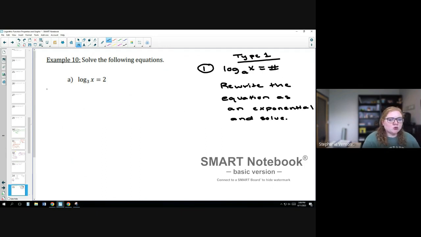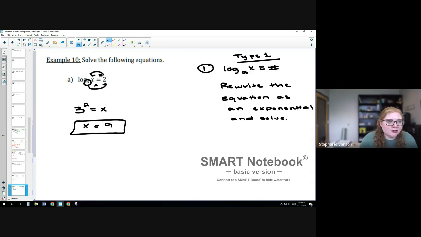Okay, so that's the type we have, log base 3 of x equals 2. So we're going to go back to what we did in the beginning of the lesson in example 4, where we rewrote logarithms as exponentials and solved the equation. So we did that with a little circle, 3 raised to the 2 set equal to what's inside. So that's 3 squared equals x, which just means that x equals 9. And that's it. That's all you have to do.